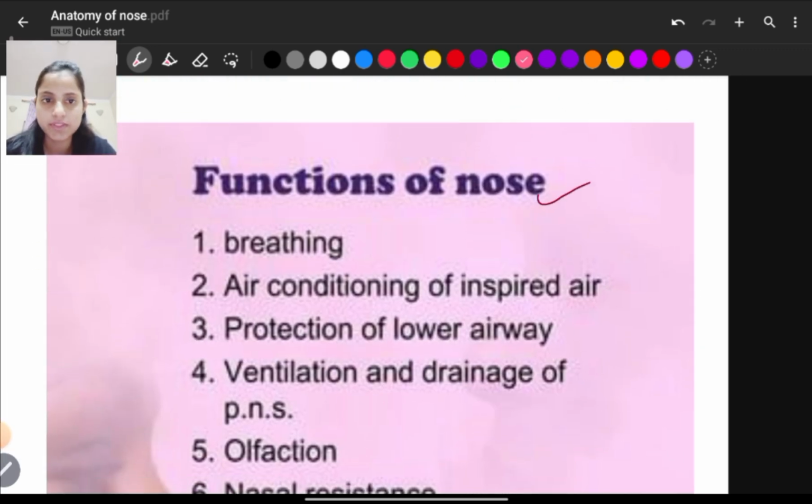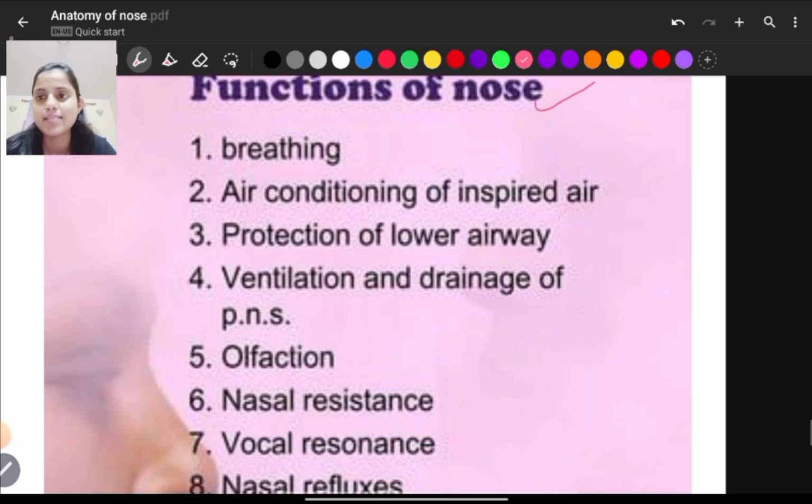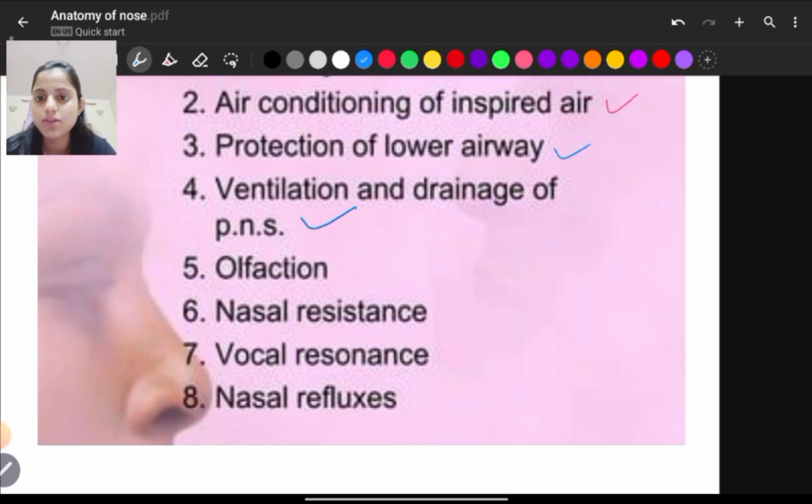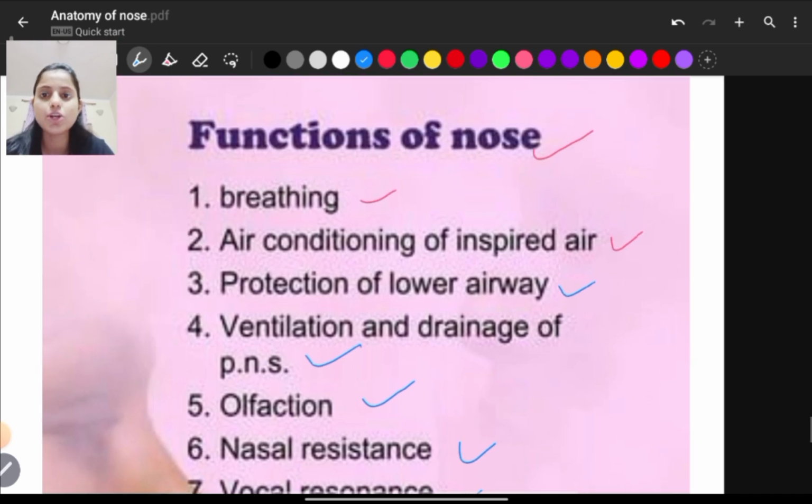Functions of the nose. The nose helps in breathing, air conditioning of the inspired air, protection of the lower airway, ventilation and drainage of the paranasal sinuses, olfaction, nasal resistance, vocal resonance, and the nasal reflexes. This is all about the anatomy of the nose.